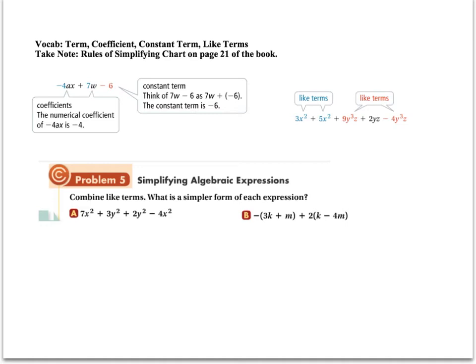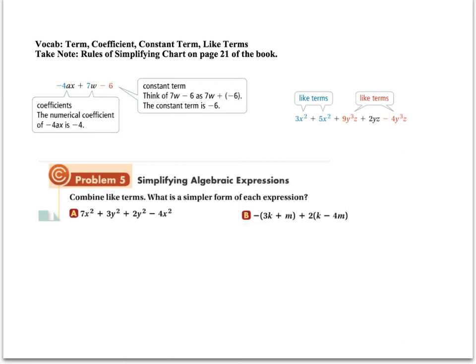And then lastly, we have some additional vocab words: term, coefficient, constant, and like terms. And just so you are aware, there is a rules chart on page 21 of the book about simplifying expressions. I didn't put it on here because you know those rules. If you need to refer back to it at all, please refer to page 21. Put a bookmark in it if you would like. But it's pretty much the basics that we went over yesterday, like distributive property, additive inverse, things like that.